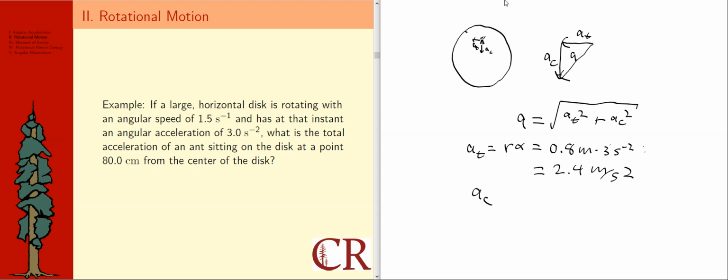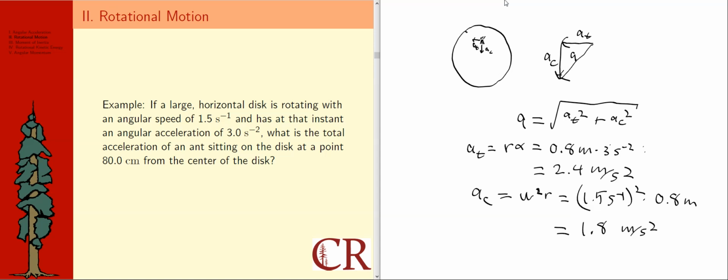And we also have the formula for the centripetal acceleration, which, since I'm given an omega, I'm going to use the omega squared r formula. And omega in this case is the 1.5 radians per second that we were given. So that's 1.5 inverse seconds squared times 0.8 meters, which gives something in meters per second squared. I run that into my calculator and I get 1.8 meters per second squared.